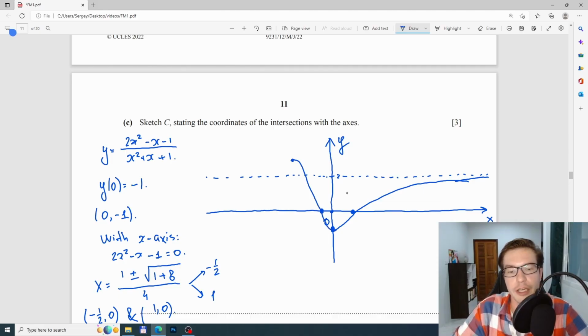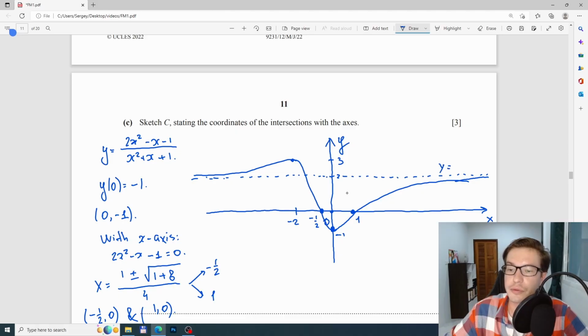And now when x tends towards -infinity, we should approach the horizontal asymptote from above. So our graph looks like this. Let's actually mark our key points just in case. It's -2. This is 3. And the asymptote is y equals 2. Okay, I think that's good enough.